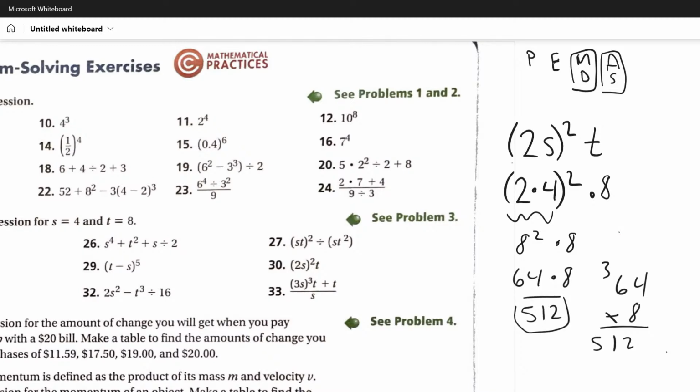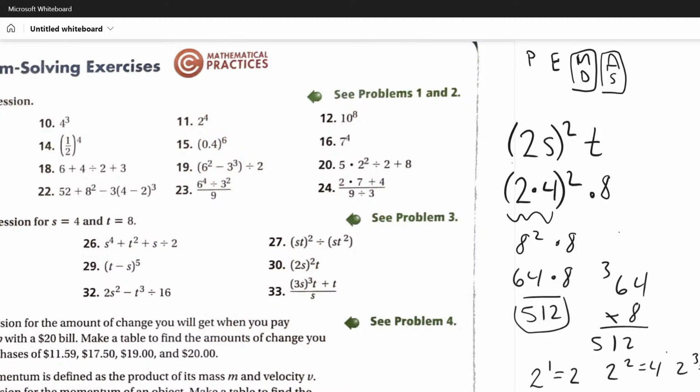512. 512 is a pretty cool number because it is like binary code, right? 2 to the first is 2. Is that going to show up on the screen? 2 to the second is 4. 2 to the third is 8.